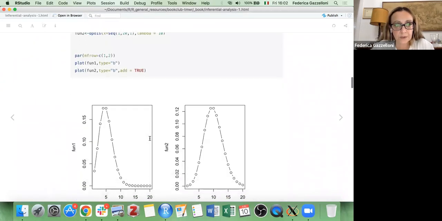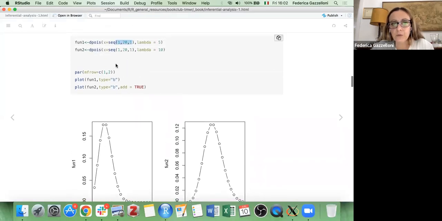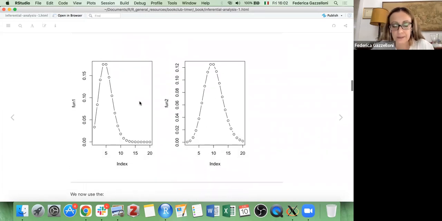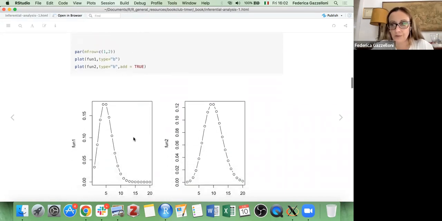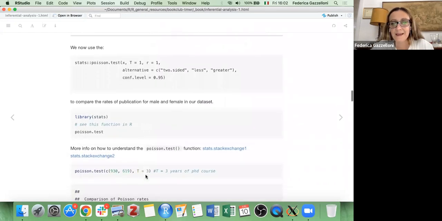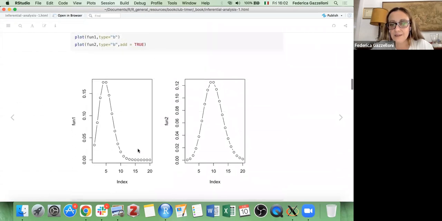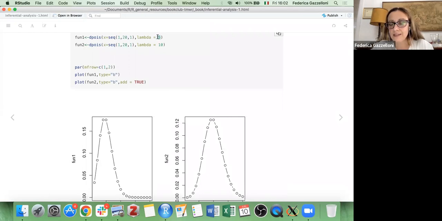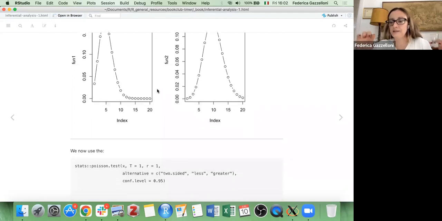That's why I've put these things. So you have a sequence of numbers, 1 to 20, each one. It calculates the distribution of this sequence with a rate of 5. In this case, we have specified the rate. In the other case, it calculates the rate when you provide the two numbers.